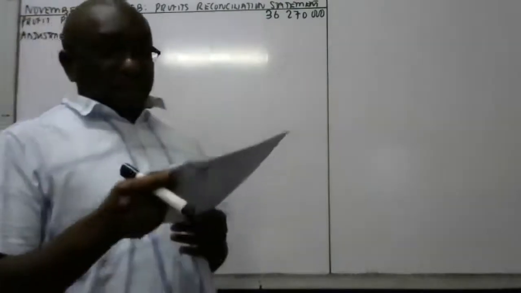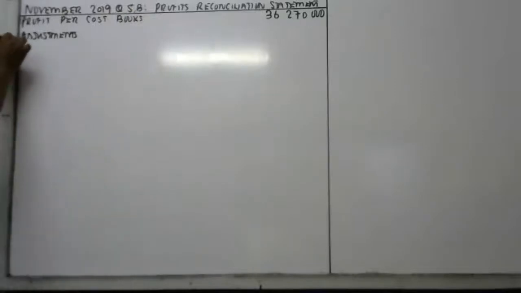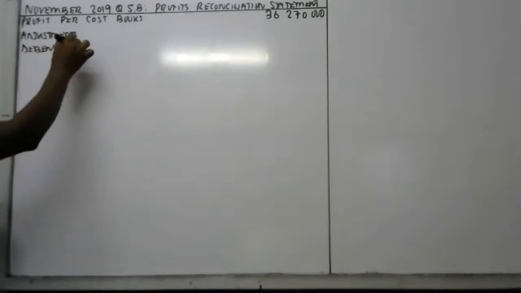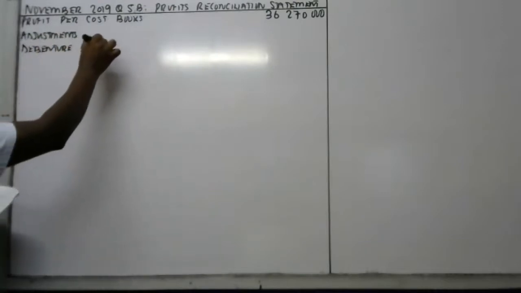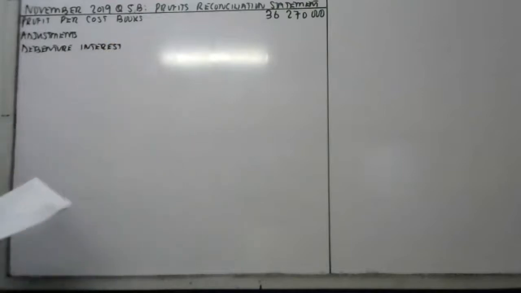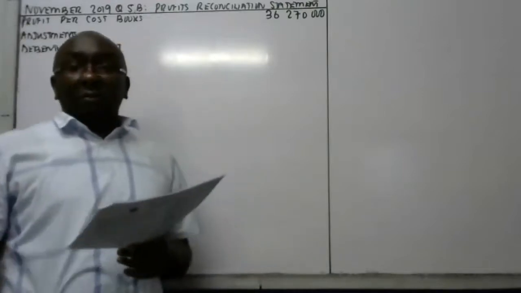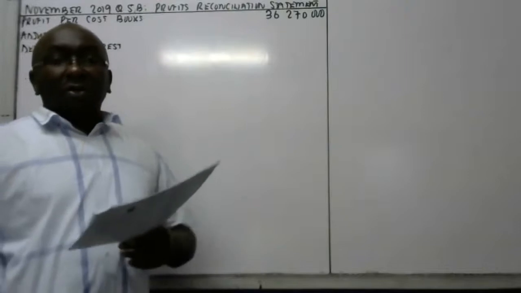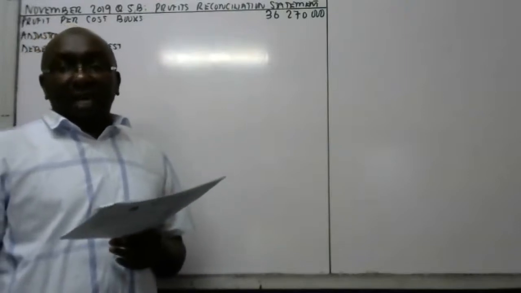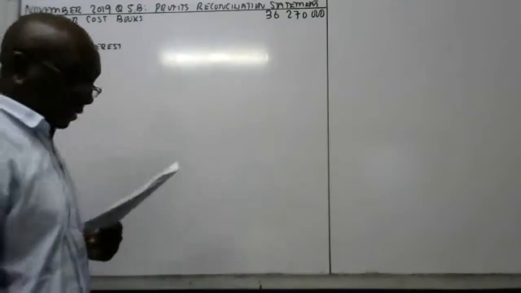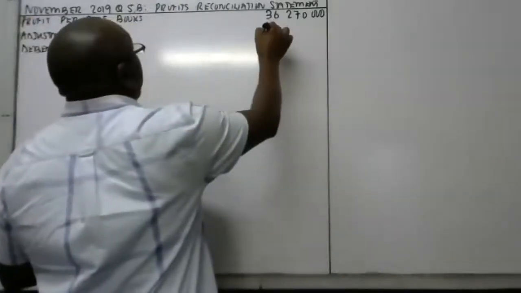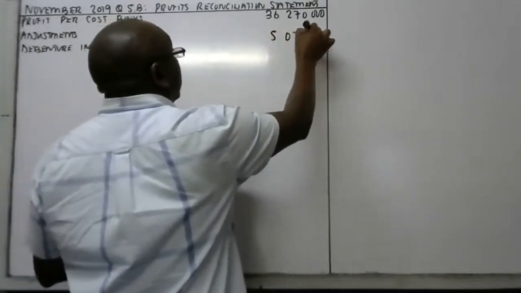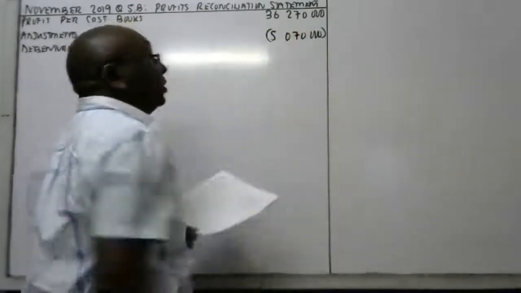So the first thing is debenture interests. Now, debenture interests is an expense which is already in finance. So the cost people never subtracted it, and therefore it is time to subtract. So 5,070,000. So that one we subtract.